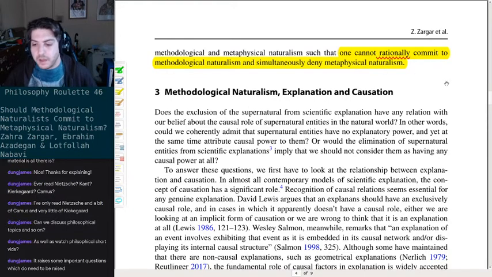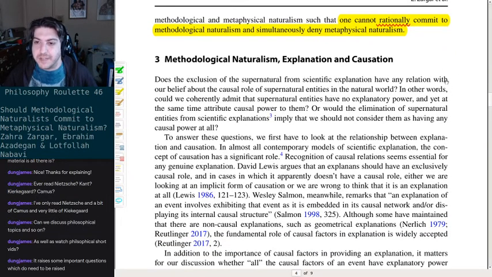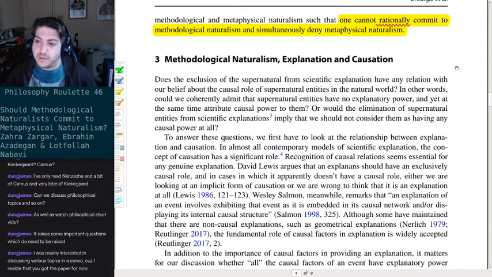Okay, so methodological naturalism, explanation, and causation. Does the exclusion of the supernatural from scientific explanation have any relation with our belief about the causal role of supernatural entities in the natural world? In other words, could we coherently admit that supernatural entities have no explanatory power, and yet at the same time attribute causal power to them? Or would the elimination of supernatural entities from scientific explanations imply that we should not consider them as having any causal power at all?